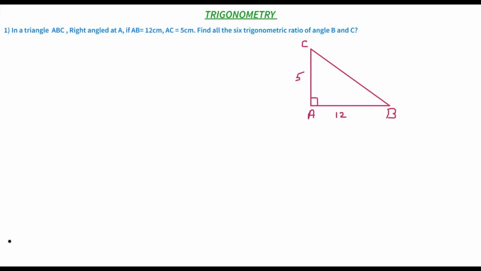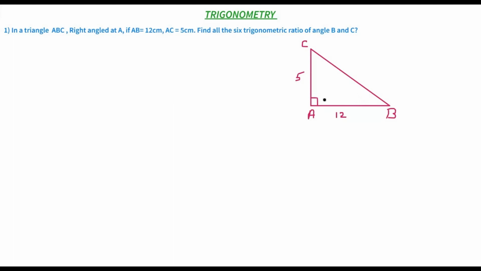Now let's see the first question for today. In a triangle ABC, right angled at A, if AB equals 12 cm, AC equals 5 cm, find all the 6 trigonometric ratios of angle B and C. So we have to find all the 6 trigonometrical ratios of angle B, like sine, cos, tan, cosec, sec and cot. We have to find all the 6 for B as well as C.